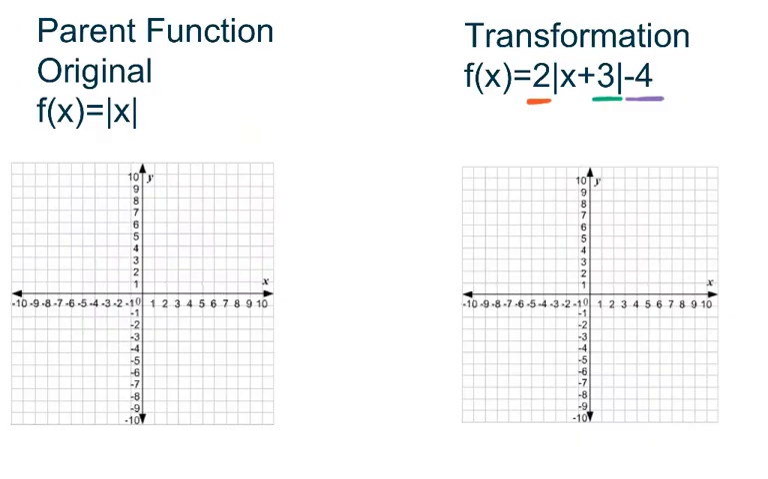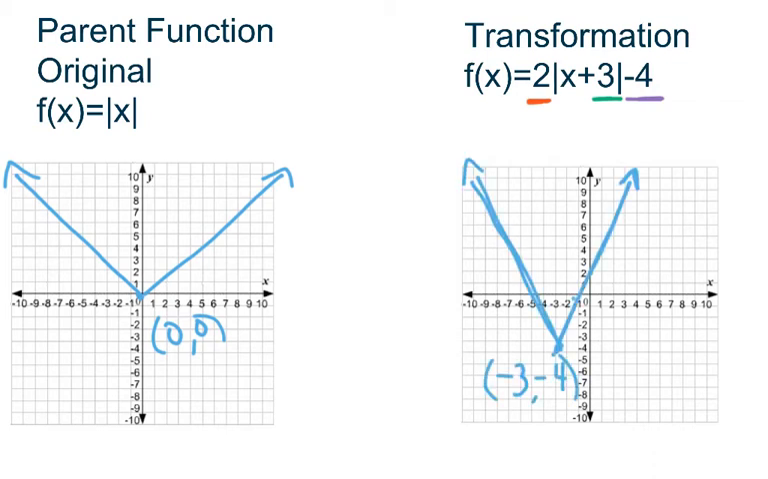Okay, anytime you see this word parent function, that's the original. That means nothing has happened. So the original absolute value function looks like this. And if you'll notice, its vertex is at 0, 0. Okay. So what I want you to do is I want you to graph the transformation. So if you have access to a graphing calculator, awesome. If not, you can go to desmos.com/calculator, type this in, or you could always make a little XY value chart. So go ahead and graph that.